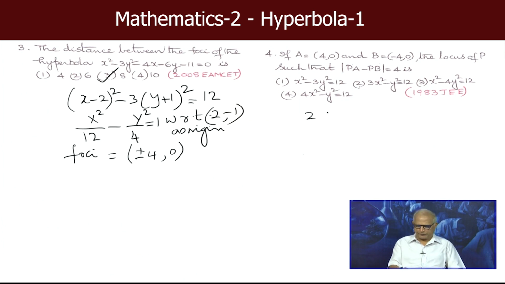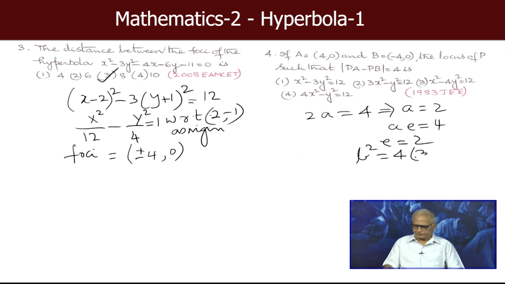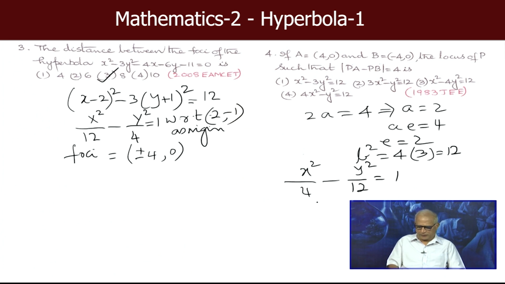So, what do A and B become? They become the foci. So, AE equal to 4. So, E equal to 2 and B square equal to A square into E square minus 1, that is 12. So, what is the equation of the hyperbola? X square by A square minus Y square by B square equal to 1 is the hyperbola, or 3x square minus Y square equal to 12. Follow?